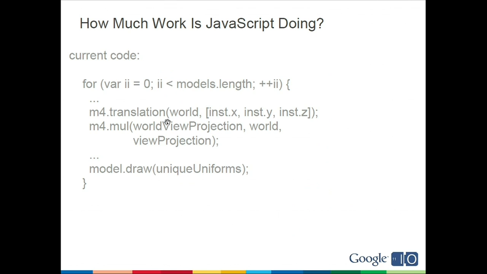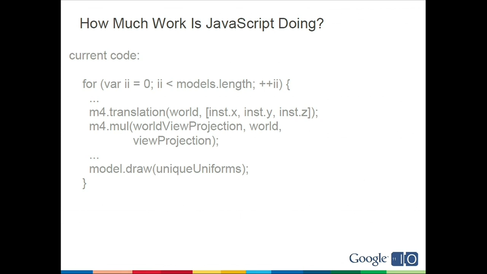So the first thing to notice is how much work JavaScript is doing. In our current code, we have a loop going over 10,000 models. And for every model, it is computing a world matrix. That's the first line here where it says M4 translation. M4 is a reference to a JavaScript math library that I'm using. And then it's multiplying the world matrix by the view projection to get a world view projection. That was the example we showed at the very beginning when I showed the simple 3D shader. If you want the minimal math in your shader, this is what you'd end up doing in JavaScript.